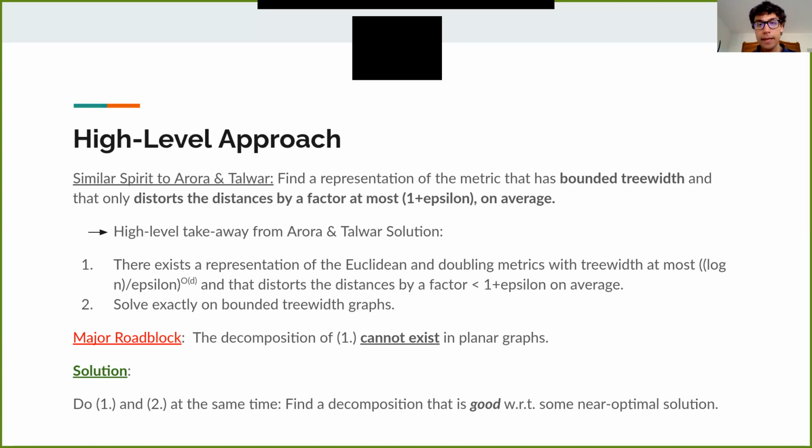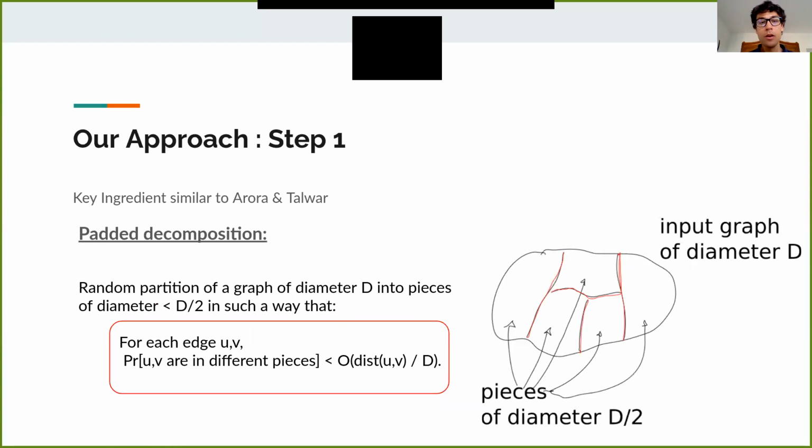So the solution we are bringing here is to do 1 and 2 at the same time. Essentially, we are going to decompose the graph into many possible bounded tree width graphs. We're going to have n to the poly log n bounded tree width graphs that we are decomposing into, and we are saying, okay, one of them is going to be good for our solution, explicitly for our solution. So it's not oblivious. It's going to be specific to the problem. Okay, so now let me dive into our approach.